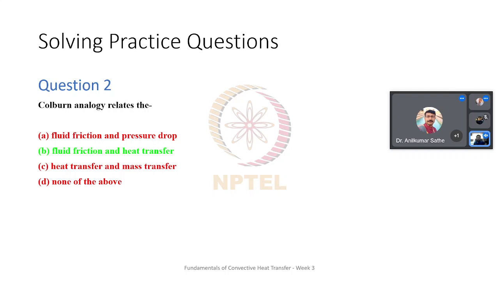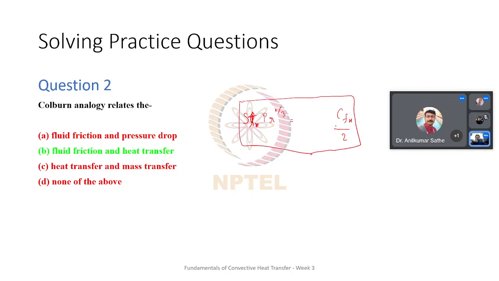So the Colburn analogy relates the fluid friction with the heat transfer. If we write down what the Colburn analogy tells us, the local Stanton number St_x multiplied by Prandtl number to the power 1/3 is equal to 0.332, sorry, no, this is Cf,x by 2. This is correct, right?